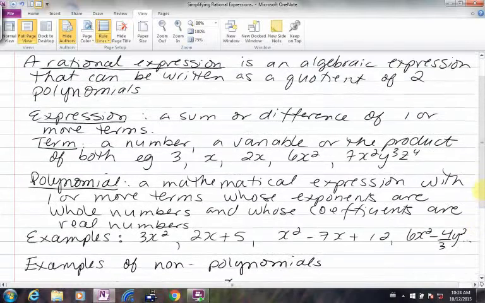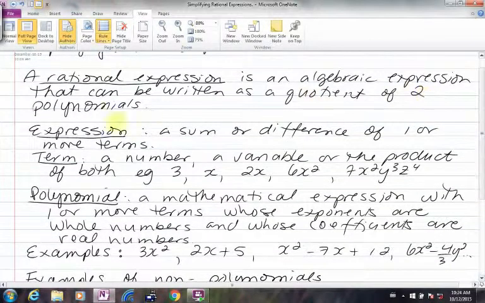All right? All right, so we're almost through the definition. I'm just going to scroll back up here for a minute. So we know what an algebraic expression is. We know what a polynomial is. Now, what does it mean to write as a quotient of two polynomials? What does the word quotient mean?